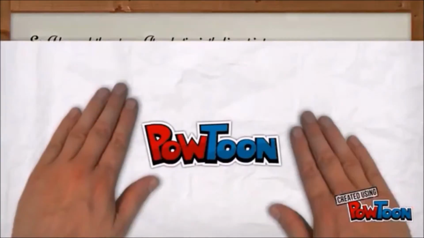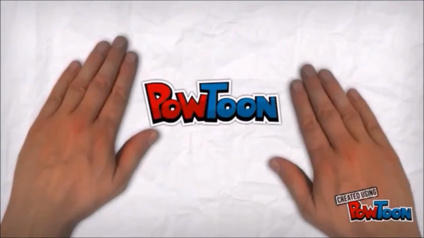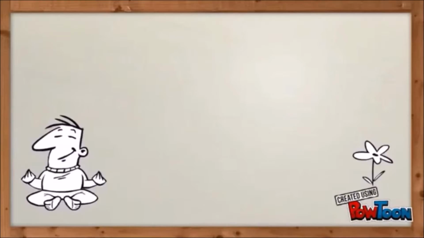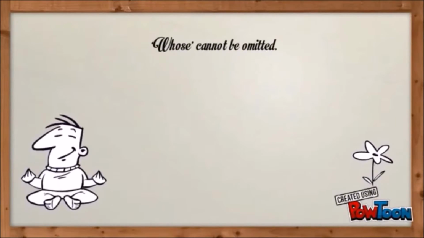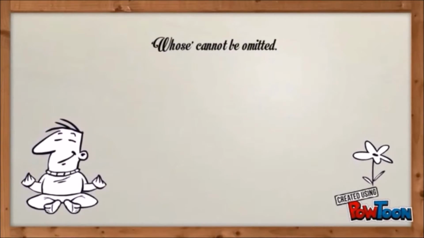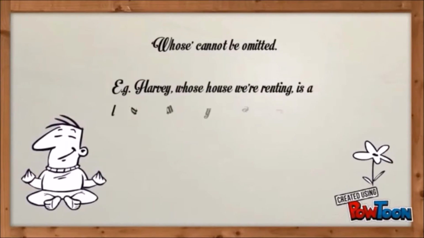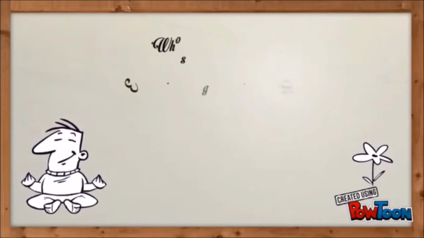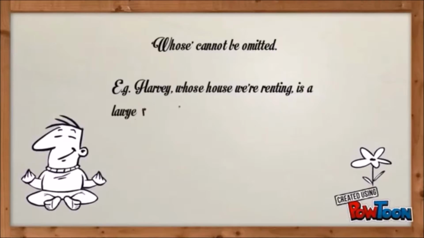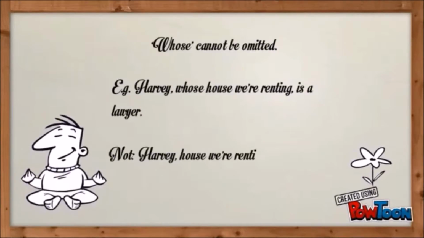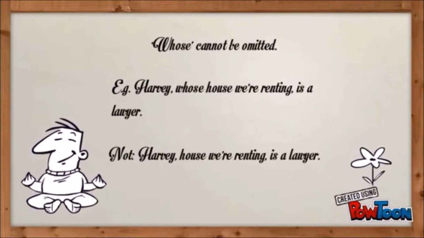However, the word whose cannot be omitted. For example, Harvey, whose house we are renting, is a lawyer. We cannot omit the word whose from this sentence. If we omitted the word whose, the sentence would be, Harvey, house we are renting, is a lawyer. Without the word whose, the sentence does not show any relationship between Harvey and the house, and we will not get the information that the house belongs to Harvey.